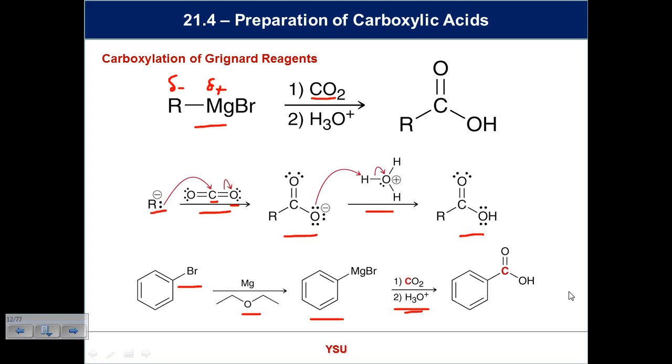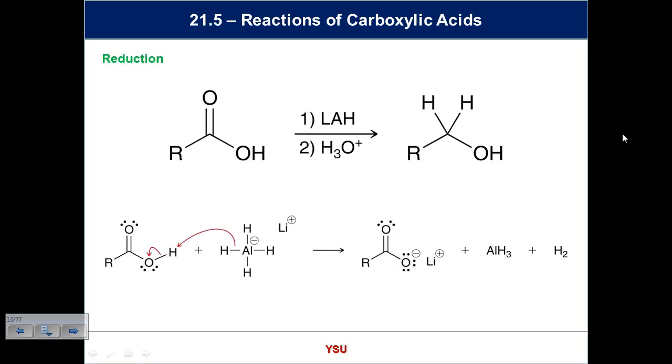Sometimes in textbooks, they lump it all into one, like I said last week. They lump it all into H3O plus, and they expect you to know that all this stuff happens. I'll label it. I'll set it out so that you're able to know what's going on. Now, going back. We're starting with the carboxylic acid, and we're going to use LAH.